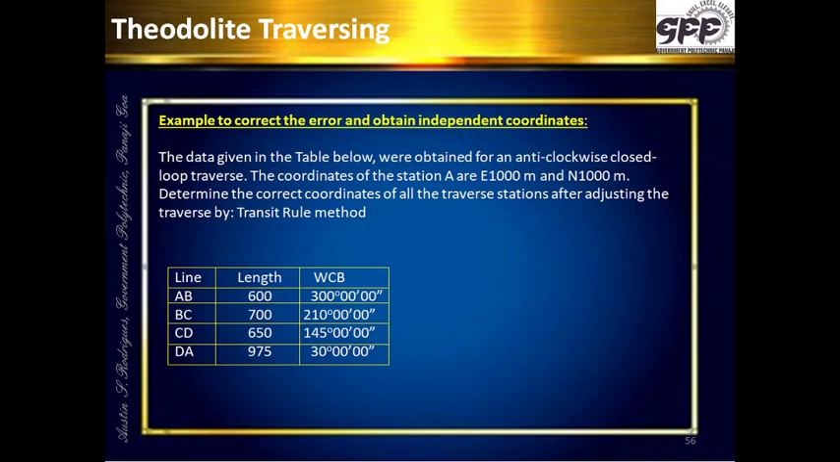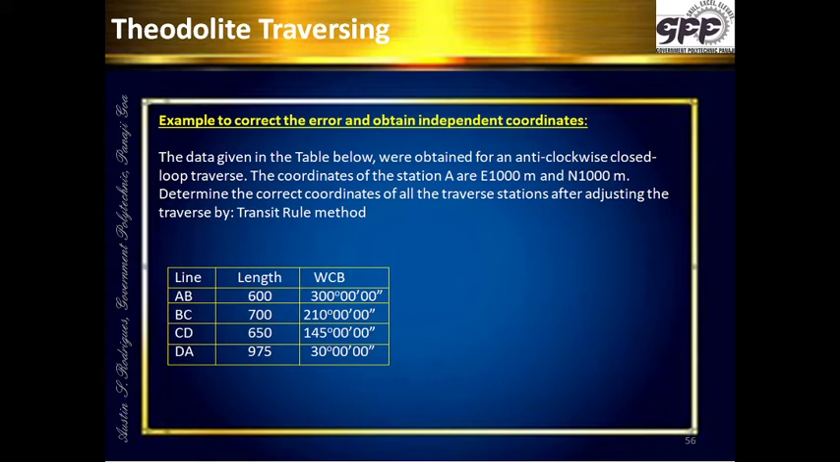Now let us have a look at another problem to correct the error and obtain the independent coordinates. We have seen the previous problem wherein we have done the correction by using the Bowditch's rule. Now in this case, the correction is required to be done by using the transit rule method. Over here, it's a traverse with four sides. The lengths have been given, the whole circle bearings have been given.